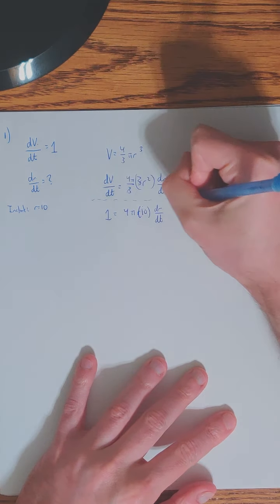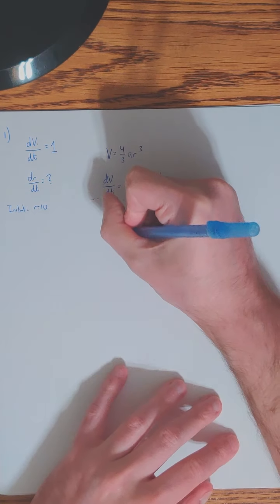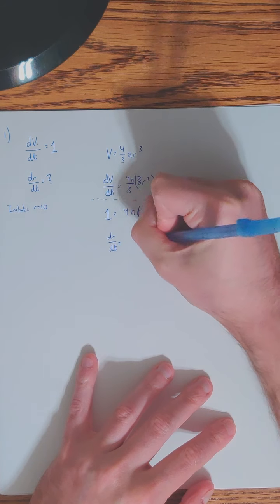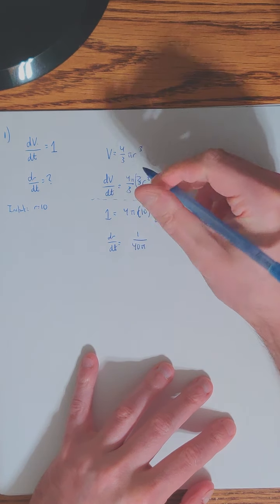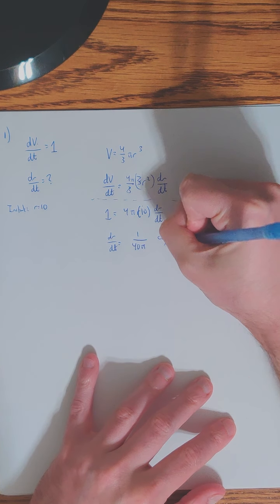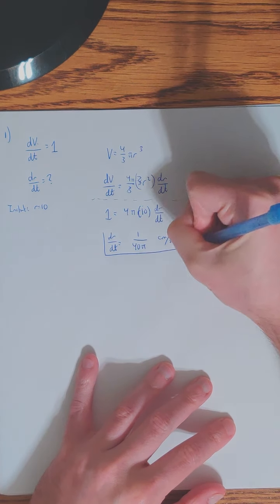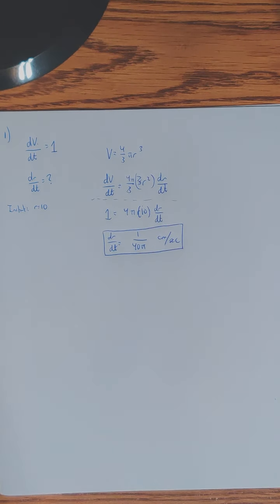Notice that I did not start plugging in until after I differentiated everything. And so dr/dt is 1 over 40 pi. And now for units, centimeters per second, because the radius is measured in centimeters and the time was in seconds. And there we go. That is question number 1. Done. Number 2 is similar. Number 3 is similar. Number 4 is similar. Number 5 is similar.